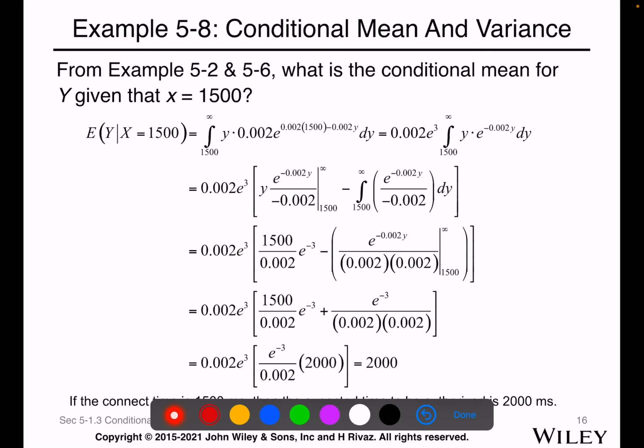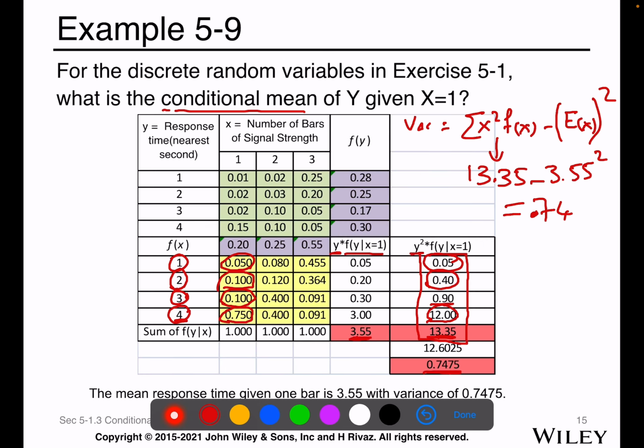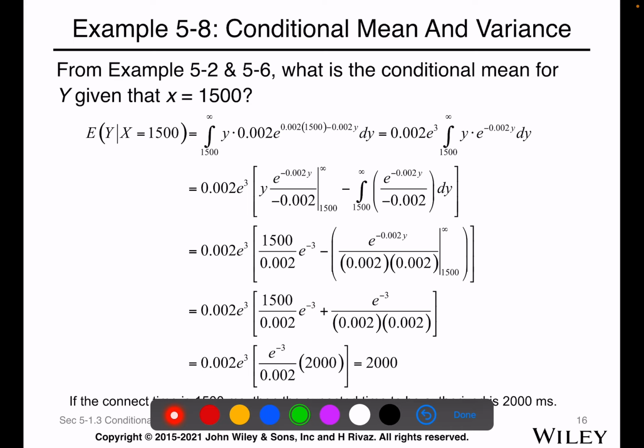Okay. So now, we just calculated the conditional mean, right? So this was the conditional mean, and this was the conditional variance. But we calculated it for discrete random variables, right? Now we want to calculate it for a continuous random variable.